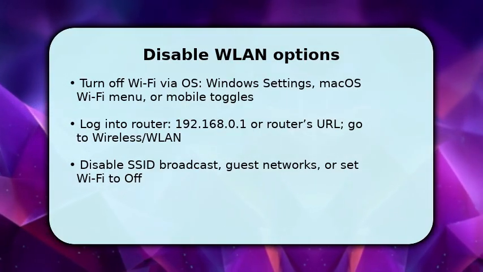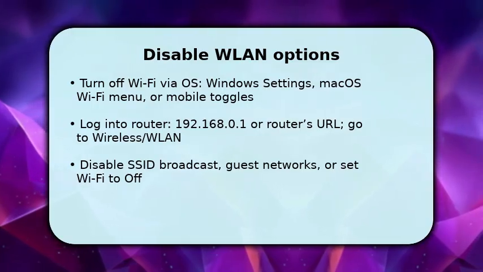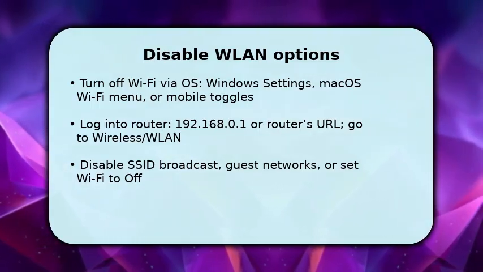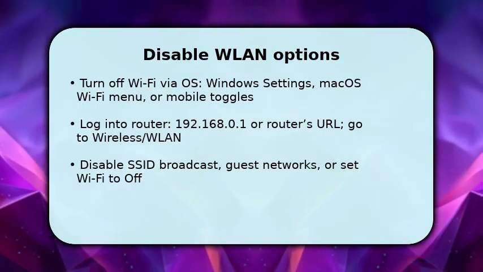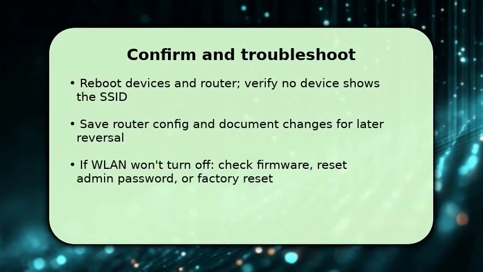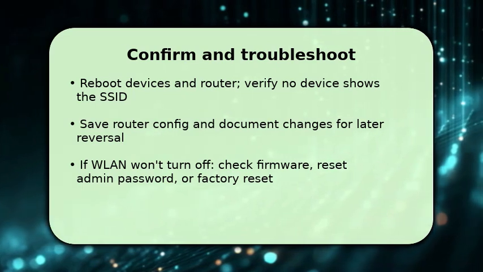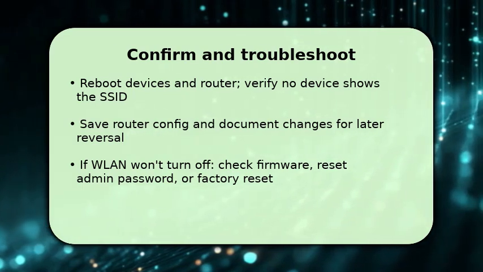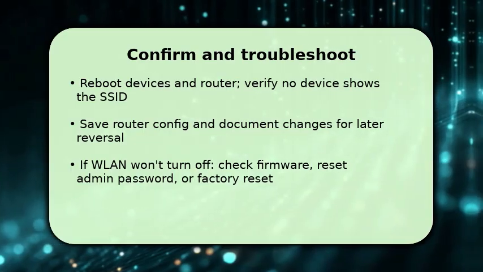If the router supports schedules, create an always-off rule. Make sure to apply changes and wait for the router to commit. Finish by rebooting the router and any connected devices, then verify no device can see or join the SSID. Use another phone to confirm.